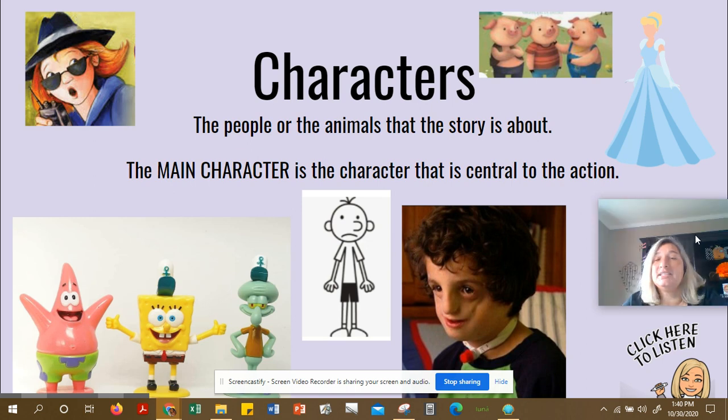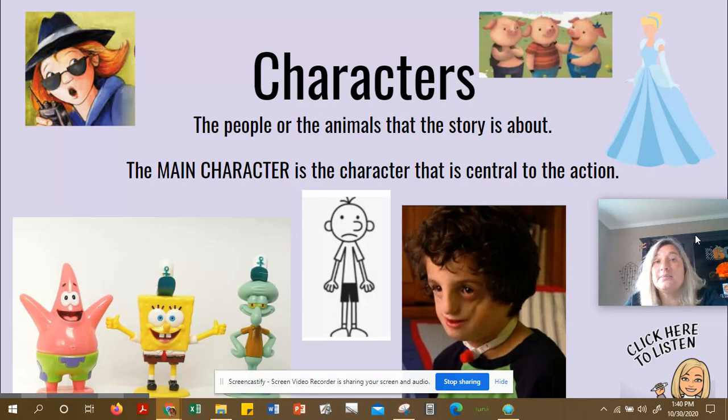Our first story element is characters. Characters are the people or the animals that the story is all about. The main character, though, is the character that is central to the action. This would be the person or animal that all of the story events tend to revolve around. They're involved with the problems, they're involved with the solutions. You might even see this person's name in the title of the story.